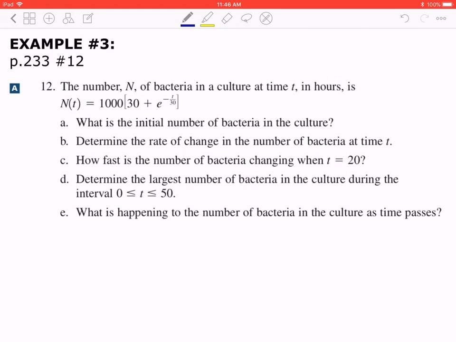The number n of bacteria in a culture at time t in hours is n of t, which equals 1,000 times, in brackets, 30 plus e to the power of negative t over 30, close bracket. Part A, what is the initial number of bacteria in the culture?